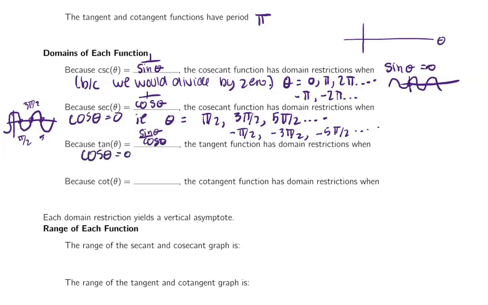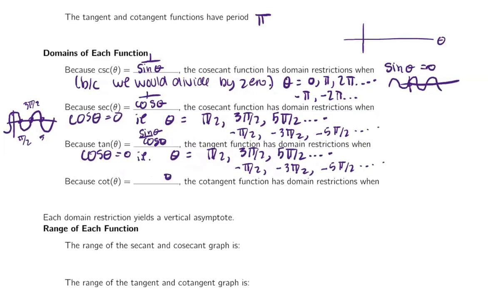Right, and I already know that list, so I'm just going to copy and paste it here. So that happens. Copy, paste, fantastic. Those same values, right? Those are my domain restrictions for tangent theta.